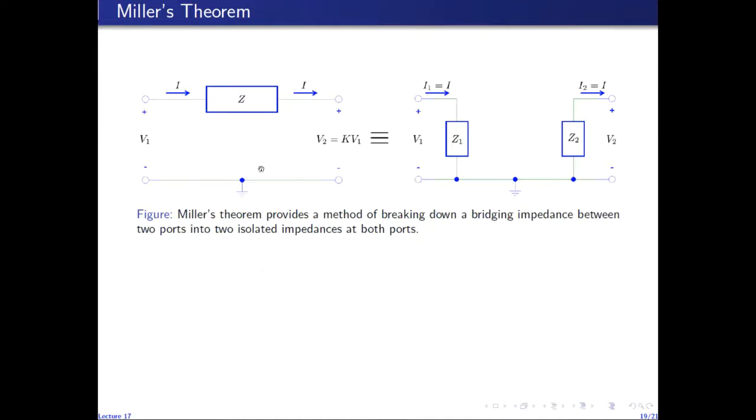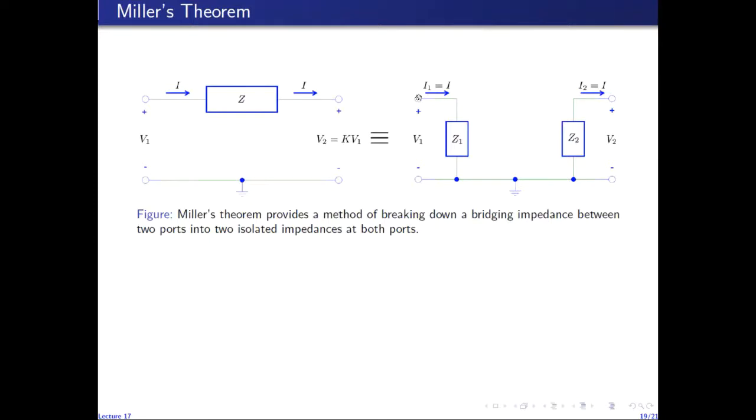In order to establish equivalence between this circuit and this circuit, because these two circuits have to be equivalent, we need to ensure that the current which is drawn by Z1 from port 1 must equal the current which is drawn by Z from port 1. Similarly, the current which is injected by Z2 into port 2 must equal the current which is injected by the impedance Z into port 2.